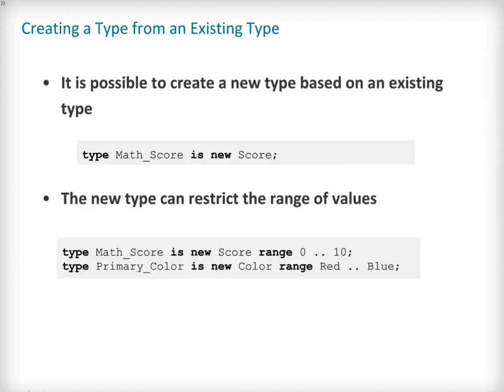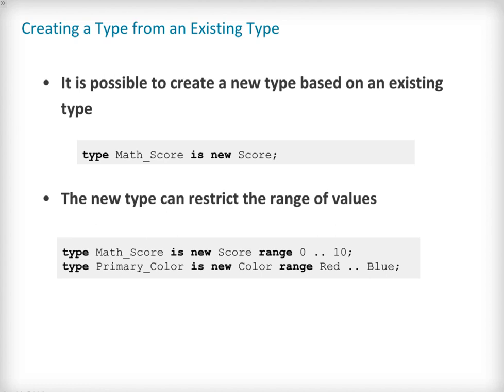Types that were presented in the previous slide were brand new types. But in a lot of situations, you will find that there is already a type implementation that you would like to reuse to create your new type. So it is perfectly possible to define a new type according to an old one. Here, for example, I'm saying that Math_Score is a new type based on the implementation of Score. Math_Score and Score are two completely independent types, but they share the same implementation.